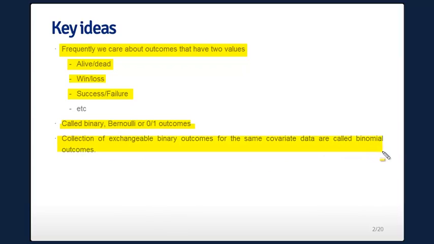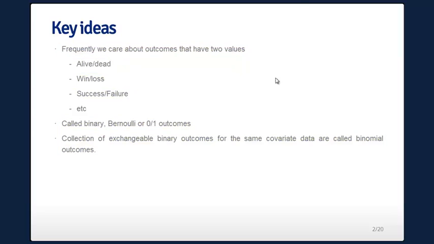And then there's Bernoulli outcomes, which is just a 0 and 1. But if we flip a coin a couple of times, those are all exchangeable because none of the covariate values have changed. So instead of analyzing the individual 0s and 1s, we might analyze the count of 0s and 1s out of the number of flips, and that would just be called binomial outcomes. So the same model for Bernoulli outcomes applies for binomial outcomes.